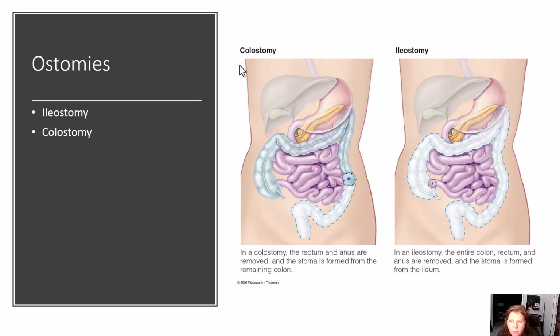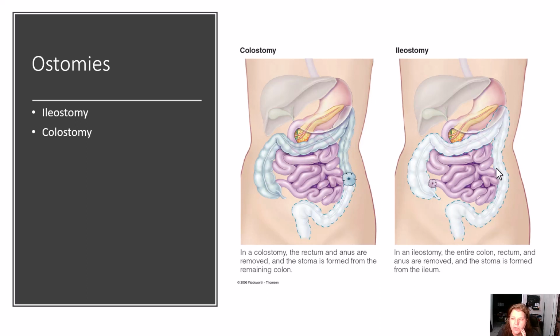So if we remove a portion of the lower GI that you see here on this side of the pictures, this would be a colostomy. So we are removing a portion, colectomy, of the colon. And then this would be an ostomy that goes outside of the body. Okay, and so the stool would actually come through here and then go out to this bag on the outside.